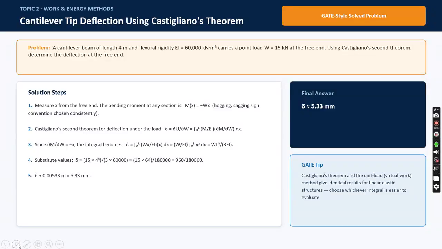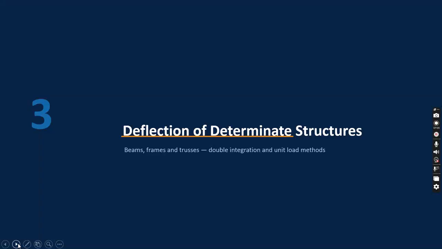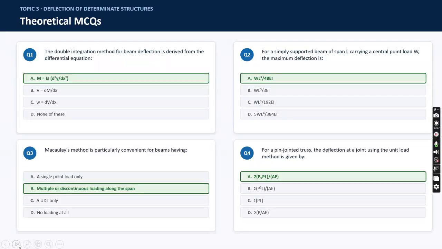Substitute the values. Deflection is equal to 15 into 4 cube divided by 3 into 60,000. When you solve this, you will get a deflection of 5.33 mm. Next question, from deflection of determinate structures.